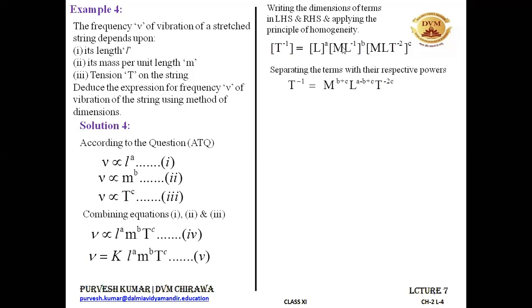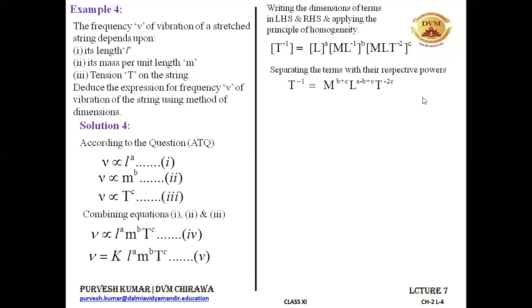For M, here the power is B, and in the third term the power is C. So I can write M to the power B plus C. Similarly, for T, C is only involved in the third term. So I can write minus 2C, T to the power minus 2C. That's what I can write.